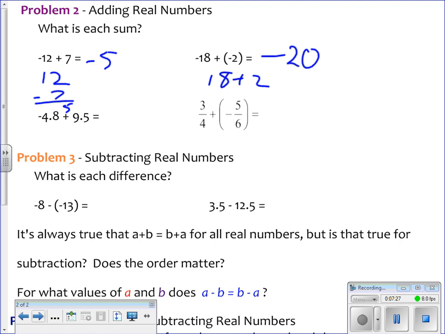Next one. Negative 4.8 plus positive 9.5. Same sign or different signs? Different signs. Is my answer going to be positive or negative? Positive, because I've got 9.5 and 4.8, so it's going to be positive. And what do I do? I subtract the smaller from the larger.